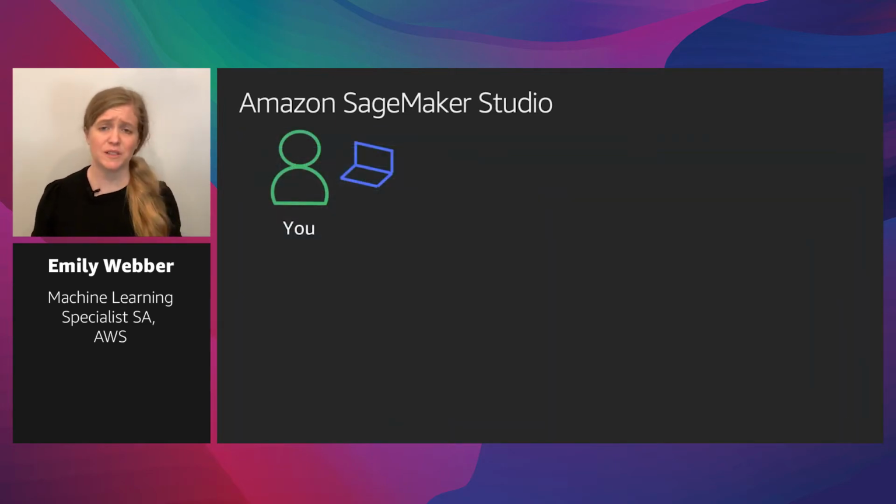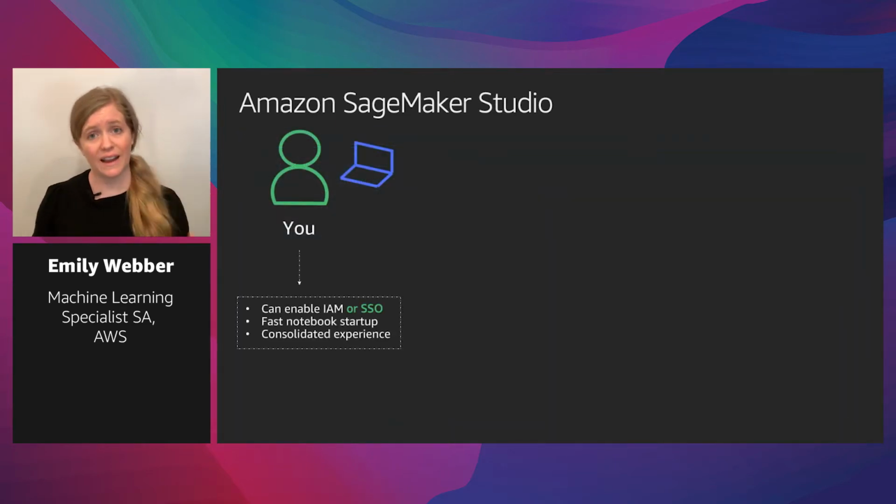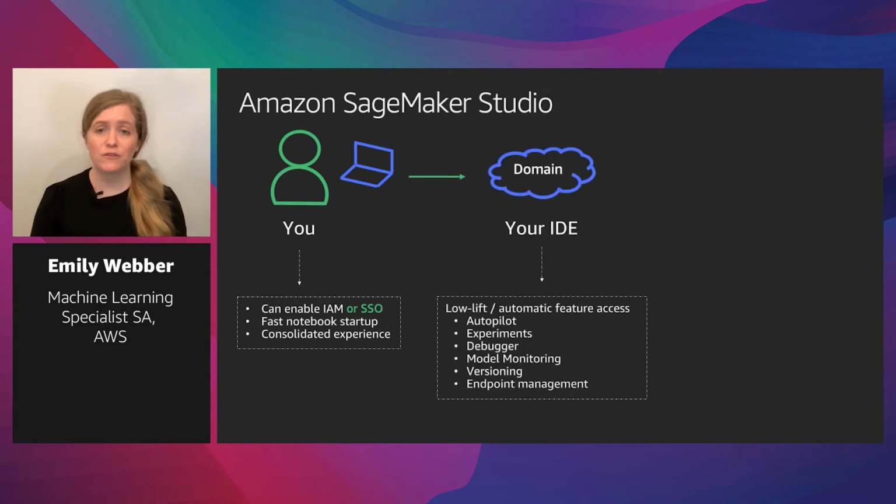So the way we're going to set up SageMaker Studio is through either IAM or single sign-on. And so you can easily integrate Studio with an Active Directory setup that you have in your enterprise systems or that you're just setting up in your AWS account. And what you'll see is that your users can easily jump into the Studio environment. After that, they'll jump into their domain, right? And the domain is going to have automatic and or low lift feature access across a wide variety of capabilities, whether that's experiment management, debugging, model monitor, autopilot, endpoint management. There's a whole host of solutions.